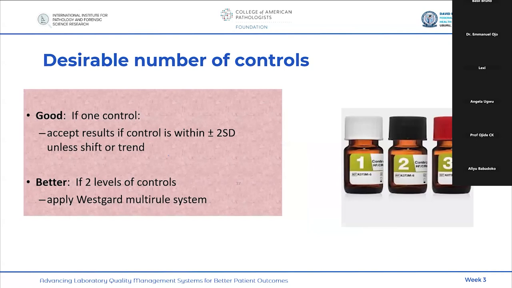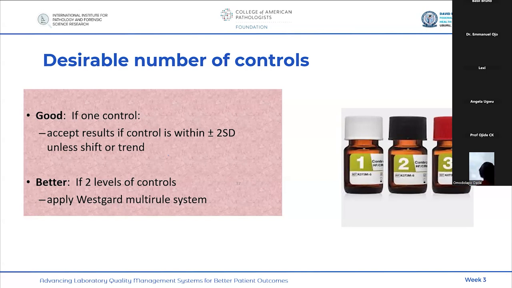So the number of controls that we need to run in the laboratory, it is good if you have one level, at least you'll be able to say that, oh, my control is either in or out of the acceptable range. So here you'll be looking at, oh, my control is within plus or minus 2SD. Typically that is the acceptable limit, but you won't be able to, of course, do other things.